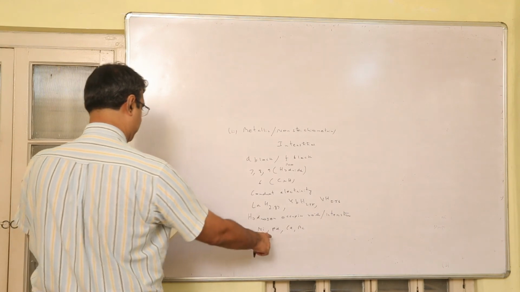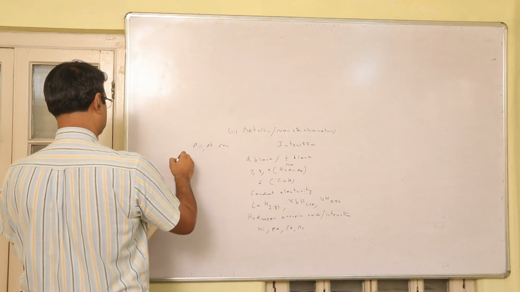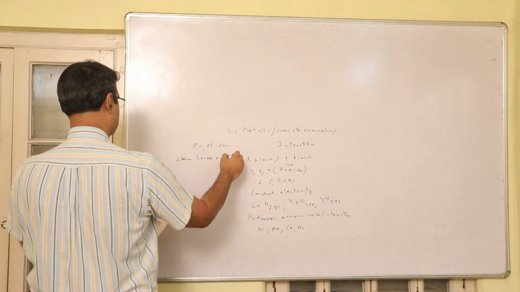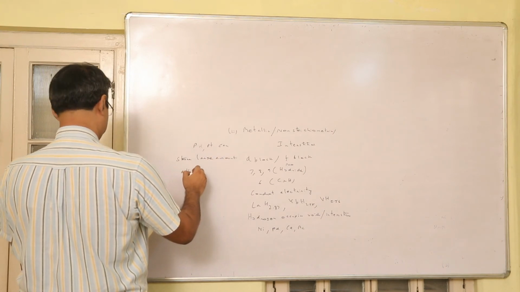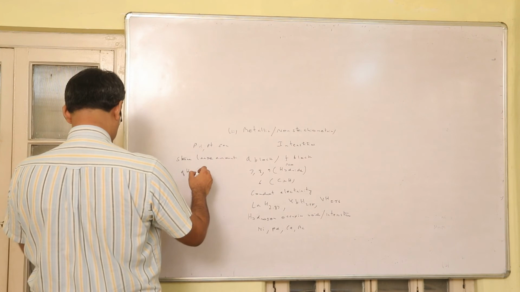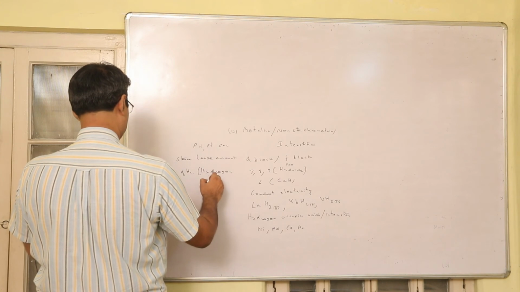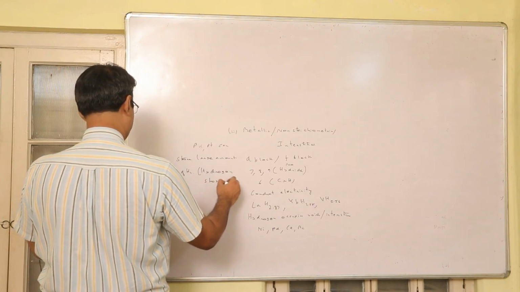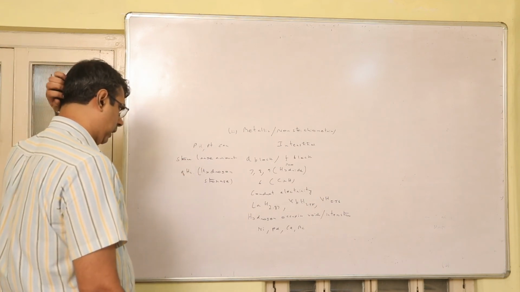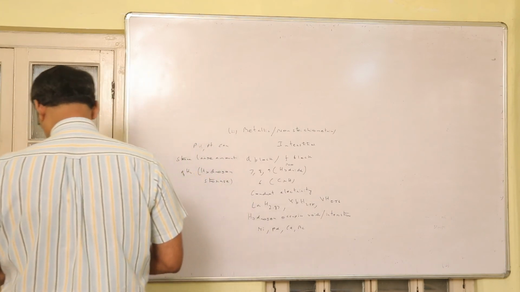Now, some of them like palladium, platinum, can store a large amount of hydrogen. So therefore they are used for hydrogen storage. So some of these elements like palladium, platinum, etc. can store a large amount of hydrogen, and therefore they are used in hydrogen storage.